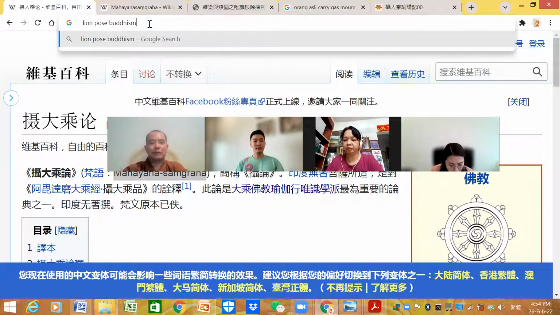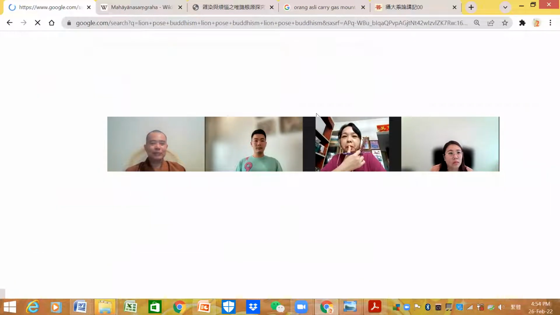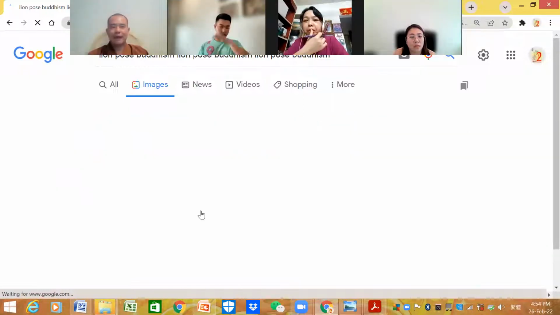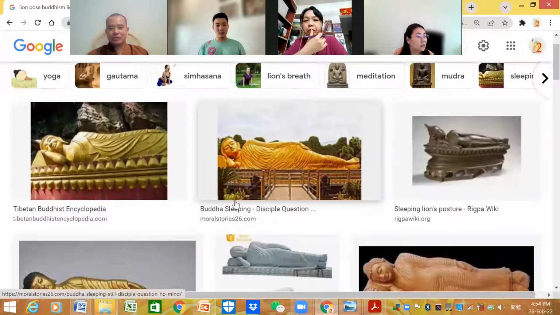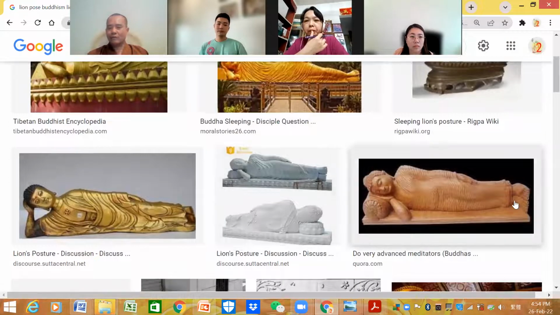See, will the lion come out or not? I worry the lion will come out in the picture. Lion pose, Buddhist, okay. Yes, okay, it doesn't appear. So this is the lion pose we call. But you see for the lion pose, the feet are close to each other.